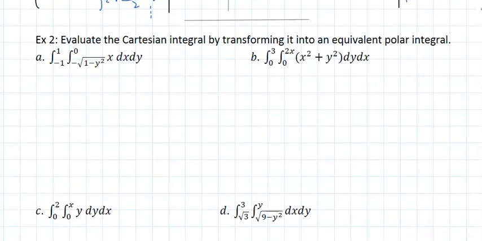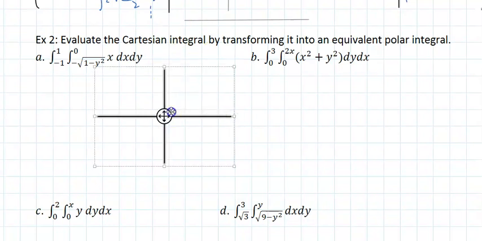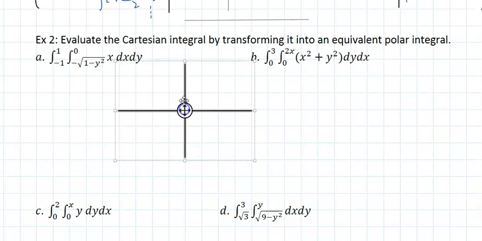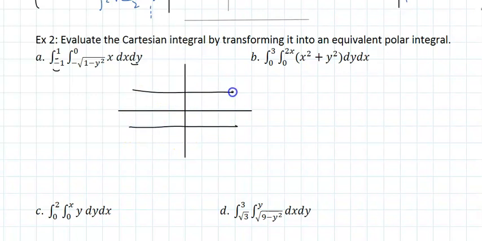Evaluate the Cartesian integrals by transforming them into an equivalent polar integral. So I want to see if you can just transform it first. Integration, I assume you can integrate anything. This says y runs from -1 to 1, y equal -1 to y equal 1. And this says x runs from negative the square root.